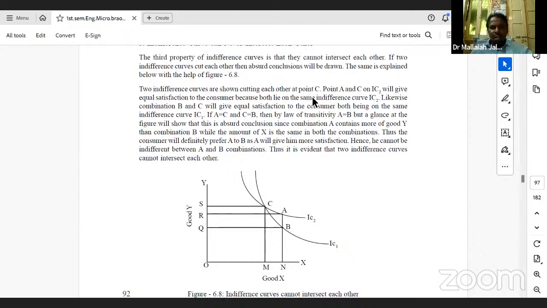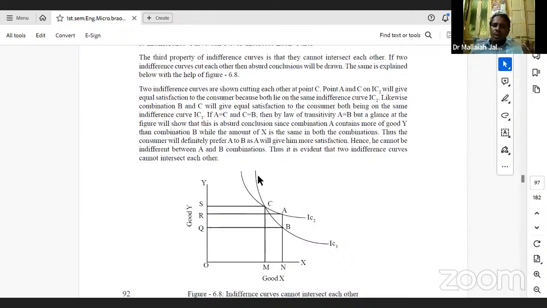Getting my point? Any point of an indifference curve gives the same level of satisfaction. That is one side. What does it mean? This is indifference curve 1. This point or this point or this combination, any point of that particular curve gives the same level of satisfaction. Same with indifference curve 2 also: either this point or this point, any point gives the same level of satisfaction. That you have to remember.